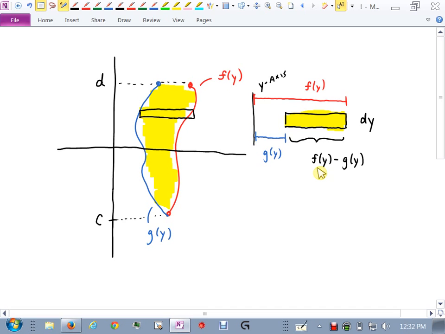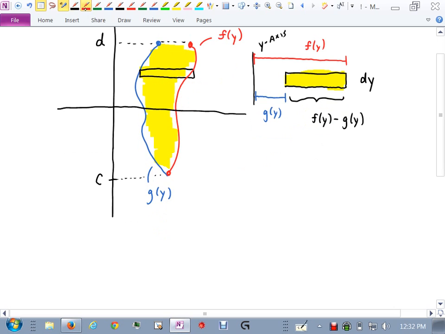All right, so what would the total area of this be then? We want to add up all those rectangles forever. Have a bunch of them, an infinite number of them. So I'll need an integral. My integral will be the integral from where to where? C to D of f of y minus g of y. There you go. dy. Okay? We good?